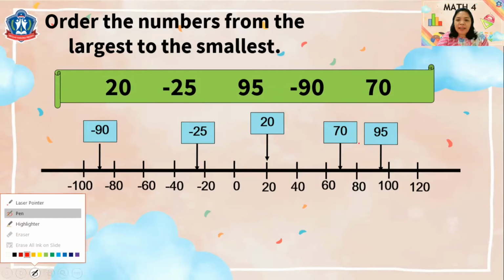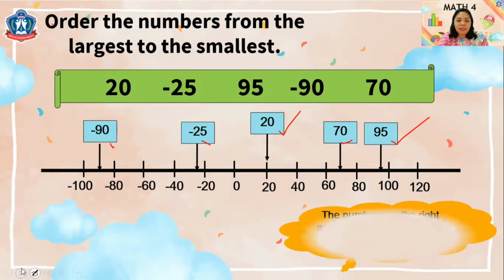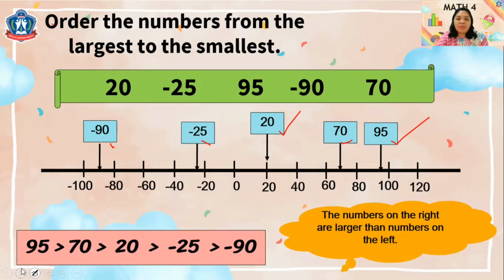Correct, the largest number is 95, followed by 70, 20, negative 25, and negative 90. So this is the correct sequence from the largest to the smallest. Again, 95 is the greatest, followed by 70, 20, negative 25, and negative 90. So negative 90 is the smallest number, and 95 is the biggest number. So the numbers on the right are larger than the numbers on the left.